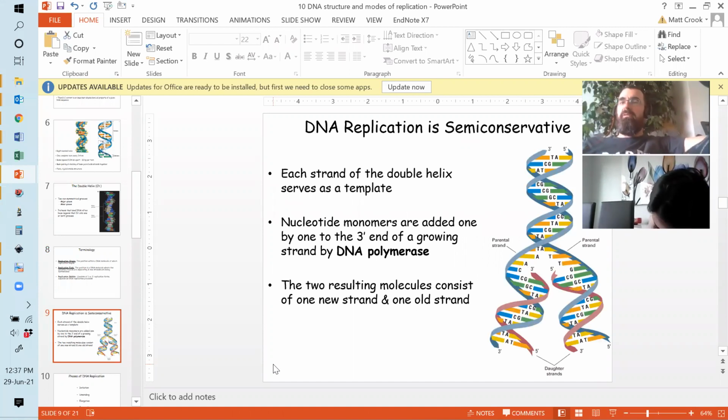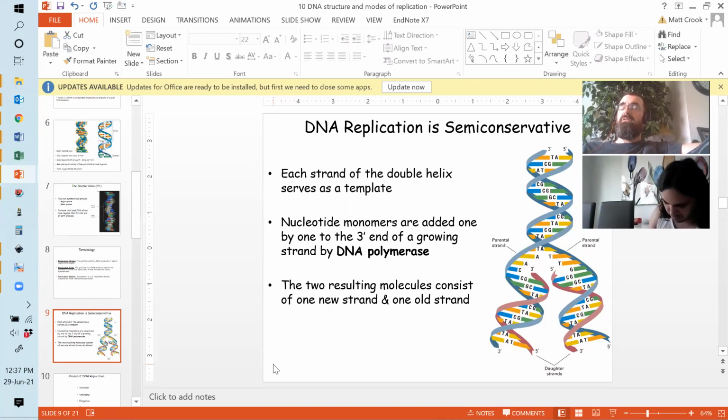Other points worth pointing out: DNA replication is semi-conservative. So each strand of the double helix serves as a template. And you can see that here. We have the original double strand. This point here, where they're split apart, that's our replication fork, right? The replication origin is presumably down the page some way. I don't actually know how far. So here's the replication fork.